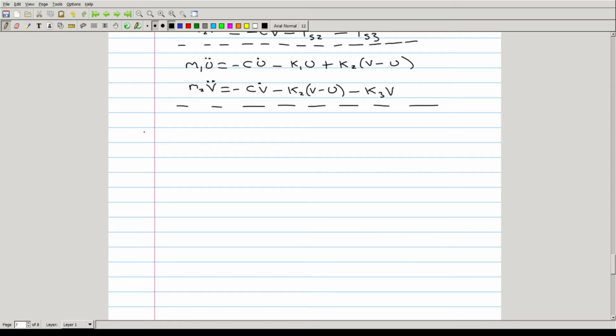Where we can now rewrite this by introducing a four-dimensional vector, xi1, xi2, xi3, xi4, where xi1 is just going to be equal to u, xi2 is equal to u dot, or xi1 dot, xi3 is equal to v, and xi4 is equal to xi3 dot, which is v dot.